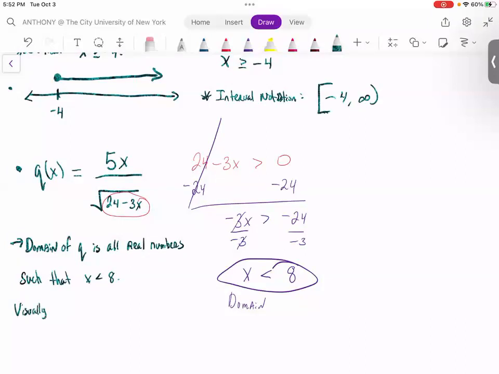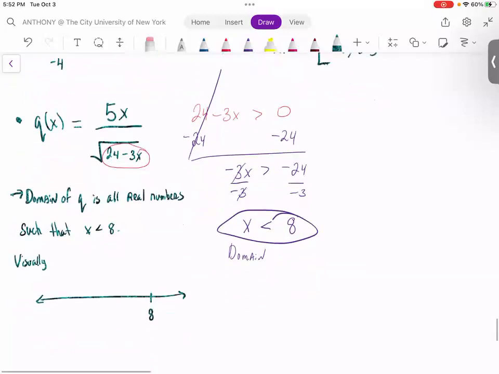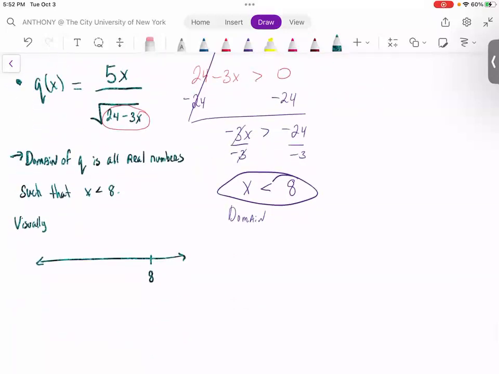Visually, let's look at a graph. Here's my number line. Here is the location of 8. Looking at the location of 8, what should I put there above it? A closed point or an open point? It's an open point, because it doesn't say that we're including 8. It says strictly less than 8. And because it's strictly less than 8, it's an open point, and then the rest of the graph should go in which direction? To the left or to the right? To the left. It goes in this direction.